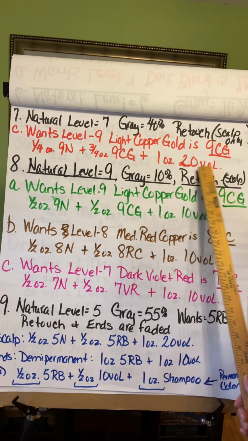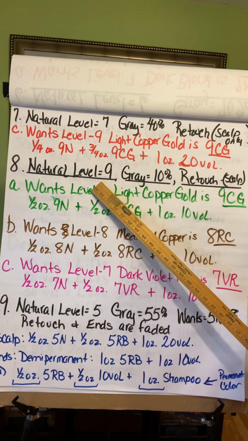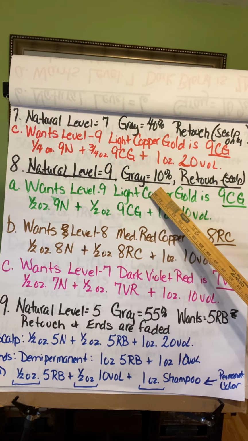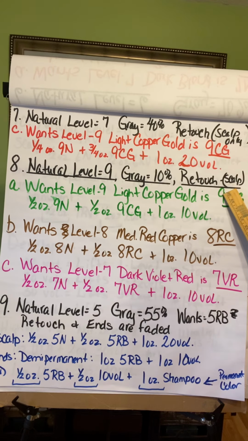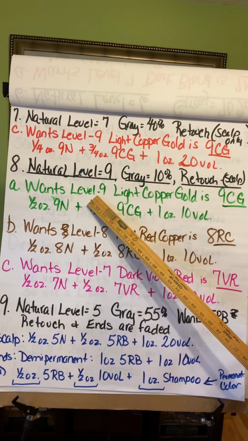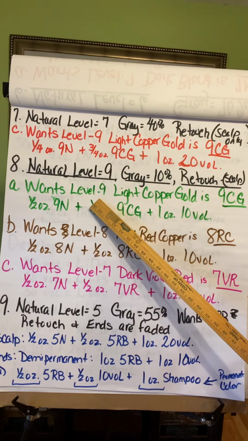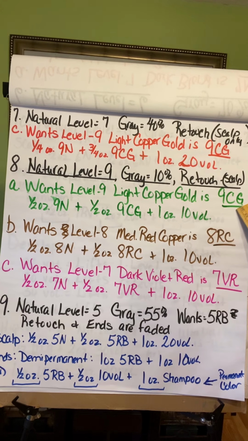Okay, number 8. Her natural level is a 9. She's got 10% gray, which is not much. And we're doing a retouch on the scalp only. So 8A, she wants to be a level 9. She's already a level 9. She wants to be a level 9 light copper gold. And it's written as 9 CG.